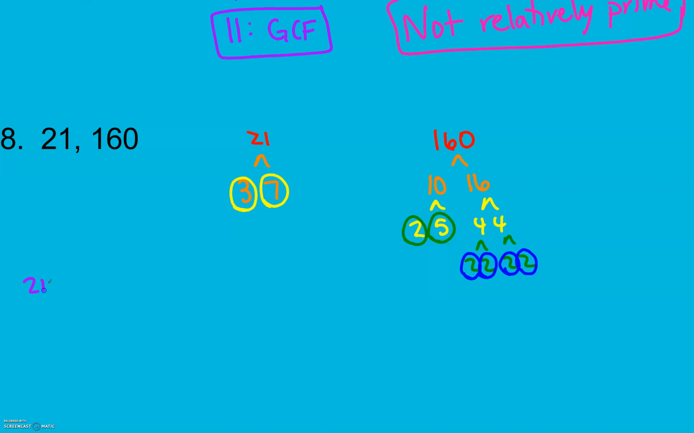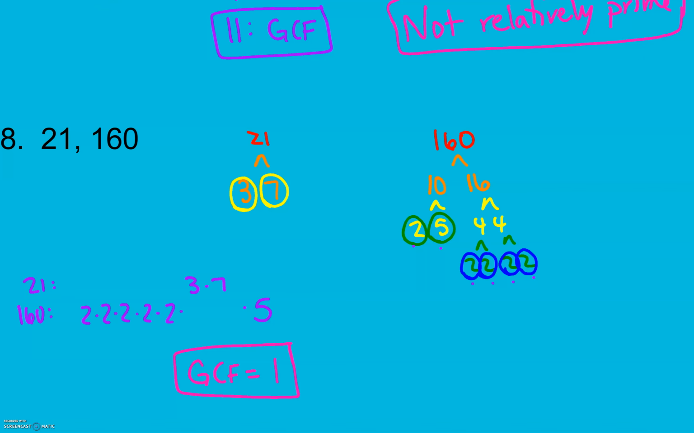So for 21, we have 3 times 7. For 160, I have 2, 2, 2, 2, 2, 5 2s. And a 5. See how none of my columns are filled? No numbers are in common other than 1. So my greatest common factor is 1. And again, we don't write the 1 every time, but know that that's always a common factor.